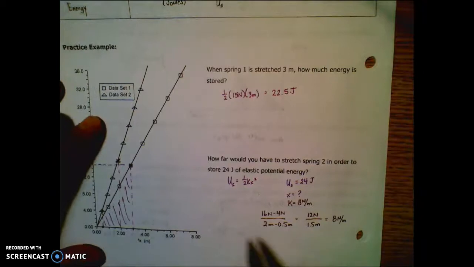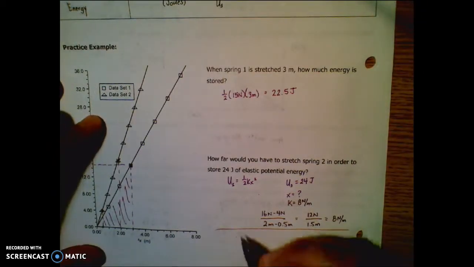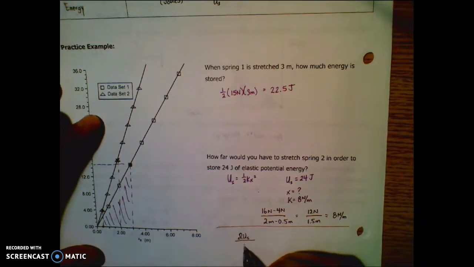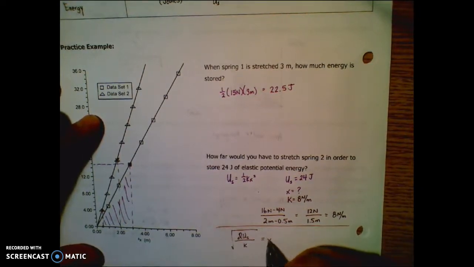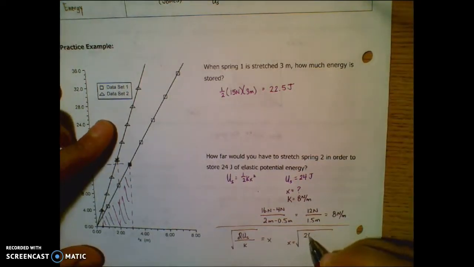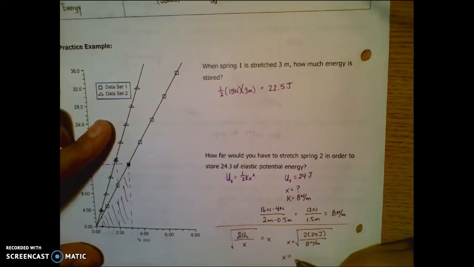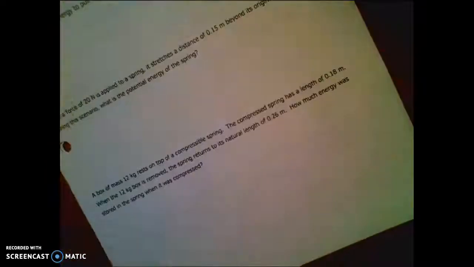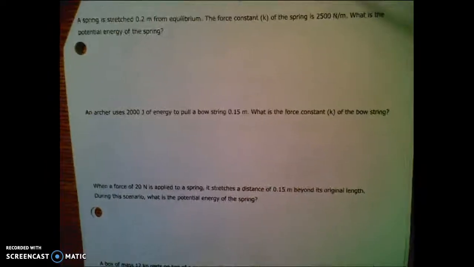With that, I can solve this problem. I'm looking for x, so the square root of 2 times the elastic potential energy divided by k will tell me my x value. So x is the square root of 2 times 24 divided by 8. In this case, I get the square root of 6, which is 2.45 meters. Okay, keep working through the practice examples on the next page, and best of luck.